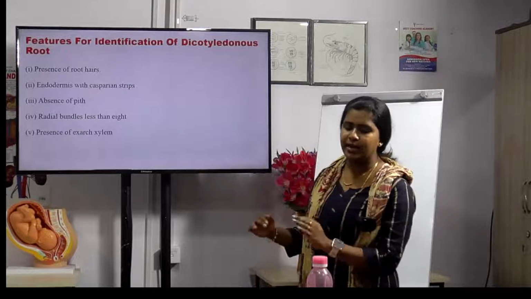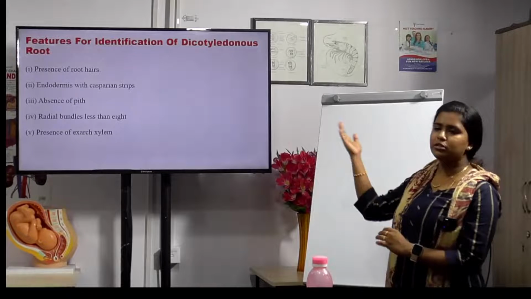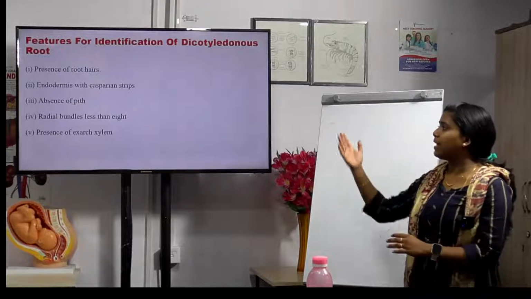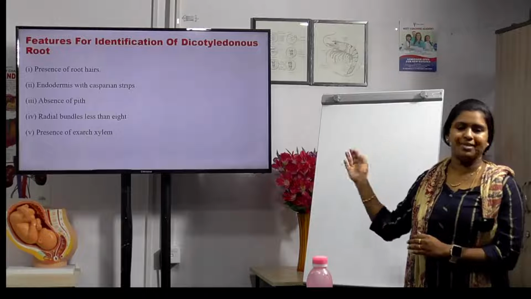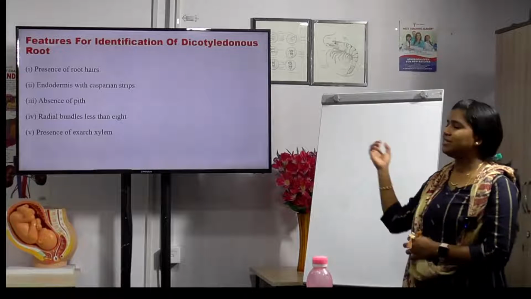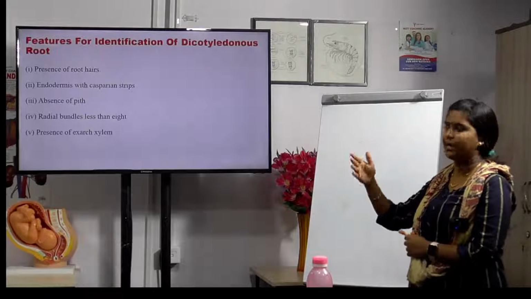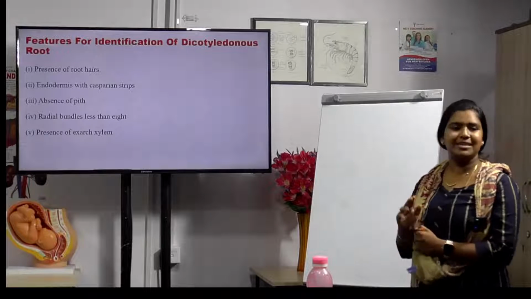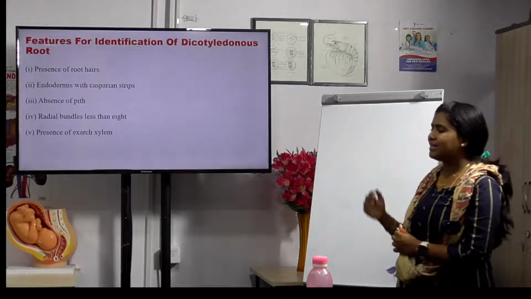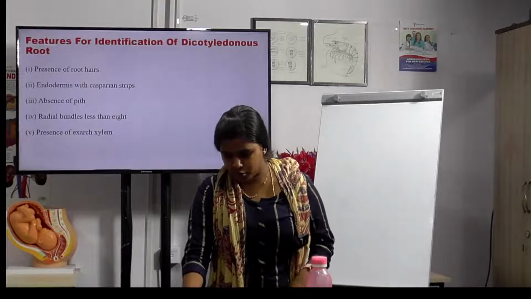Okay, இப்போ என்னென்ன characteristics la irundha idu dicot நம்ம சொல்லலாம் அப்படினா, presence of root hairs irundha we can say, but it's also present in monocots. So இத ஒரு வச்சிட்டு நம்மளால can't justify it. So endodermis casparian strips la இருக்கணும், otherwise and the absence of pith irundha dicot சொல்லலாம். Radial bundle less than 8. அப்புறம் presence of exarch xylem. Next monocotyledonous root.